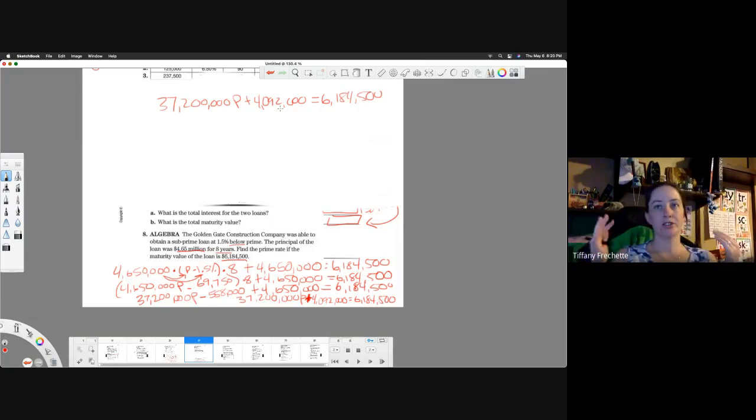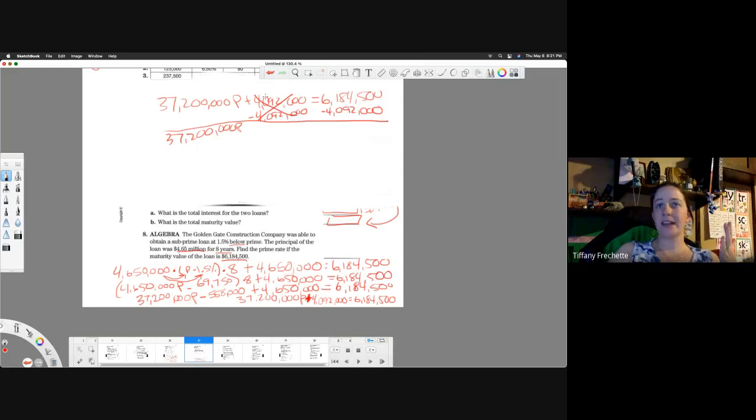Now I need to start solving for P. I need to know what my prime rate is. So I want to undo what's being done on the same side as my variable. So I'm going to look for addition and subtraction first. So I'm adding 4,092,000. I'm going to subtract that from both sides here. Like that. And then my 37 million, oh, I keep doing that today, comes down.